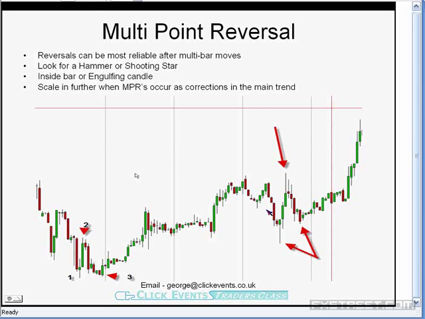Price then goes on down, and lo and behold, this move comes to an end with a hammer. And then that sets up, as you can see with these red arrows pointing up, point 1, point 2, point 3, and off we go again. And this next multi-point reversal is very, very similar to the very first one that we came into. Right, now let's move on.